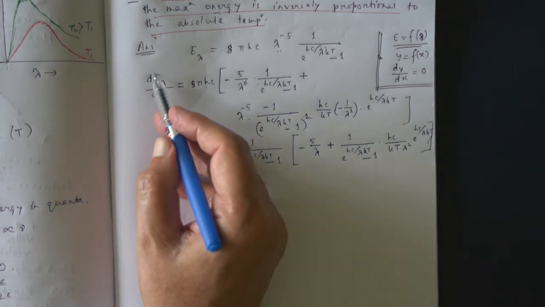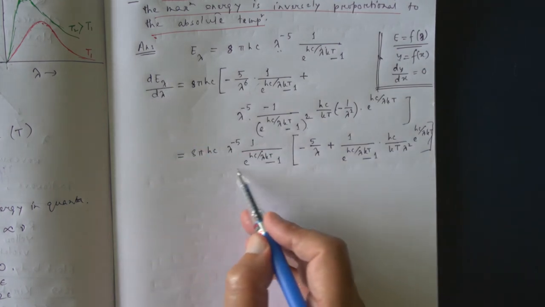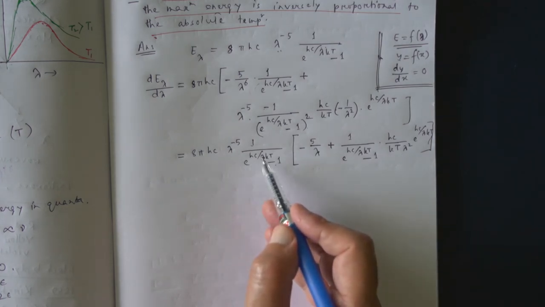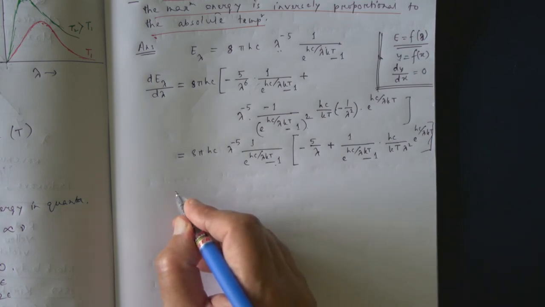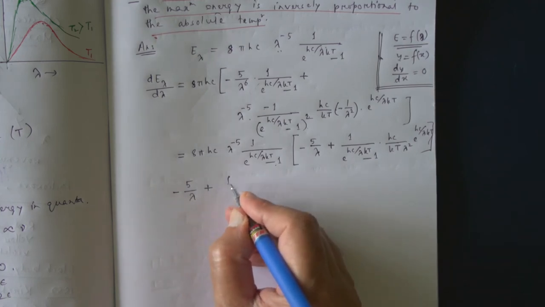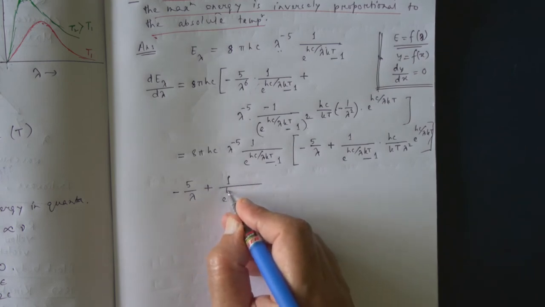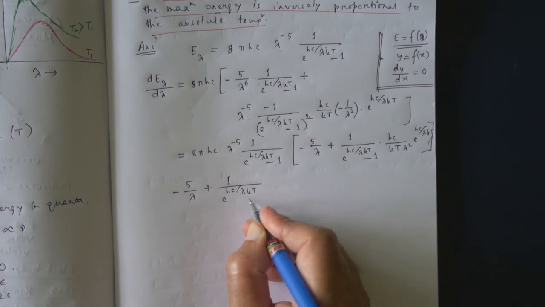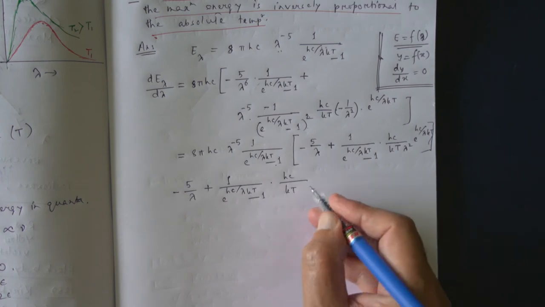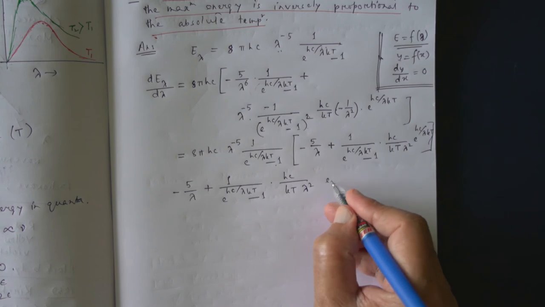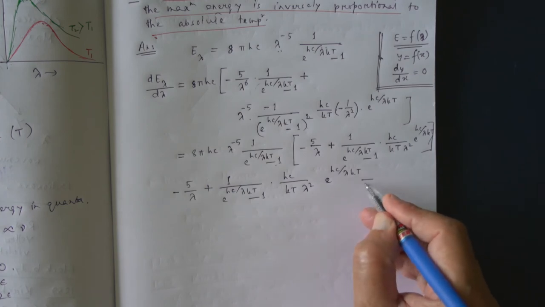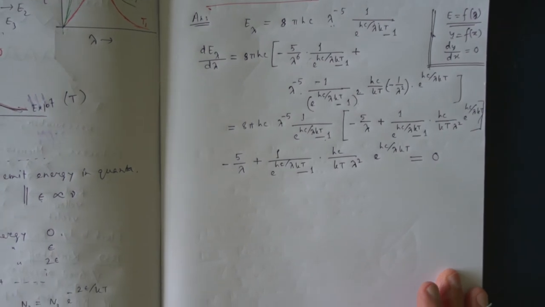Since this is equal to 0, either this is 0 or this is 0. But this will be 0 only when lambda is 0, which is not possible. So what we do? We write minus 5 by lambda plus 1 by e to the power hc by lambda kT minus 1, hc by kT, lambda square e to the power hc by lambda kT, that must be equal to 0.